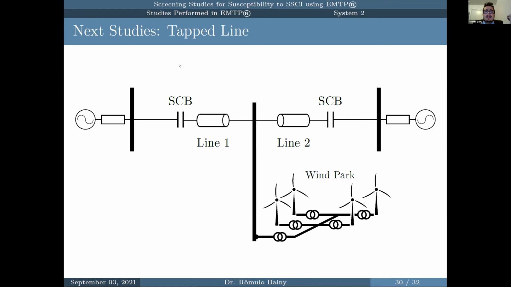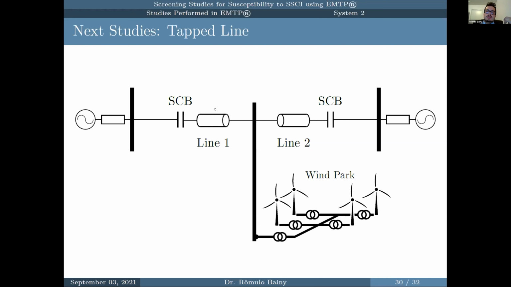First one is a tap transmission line. In some situations, and we had this idea because of real world situations, we had SSCI occurring where a transmission line that was already installed that had series compensation was tapped. So it basically includes this bus here, and we have a proportion of the line to one side and a proportion of the line to the other side. But usually they don't change the shunt reactor banks. The series compensation banks are the same.